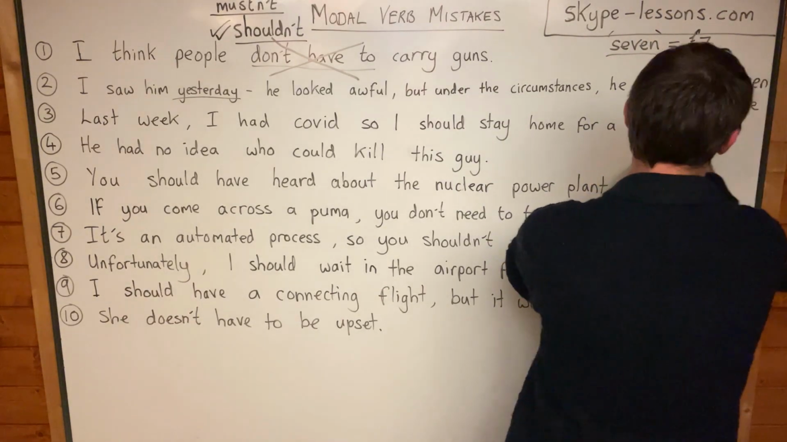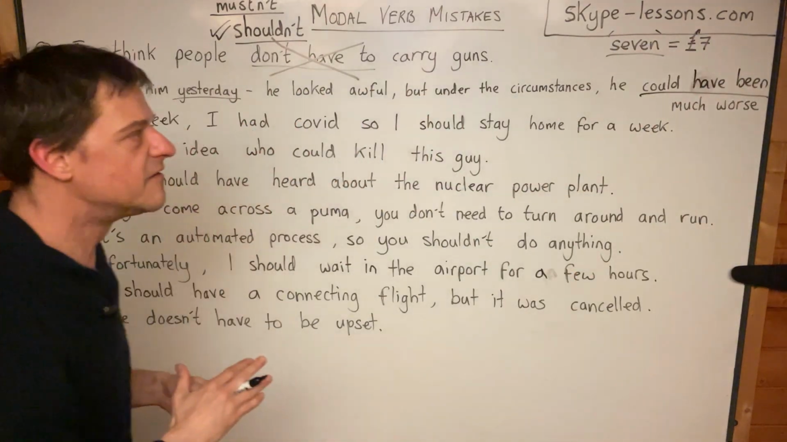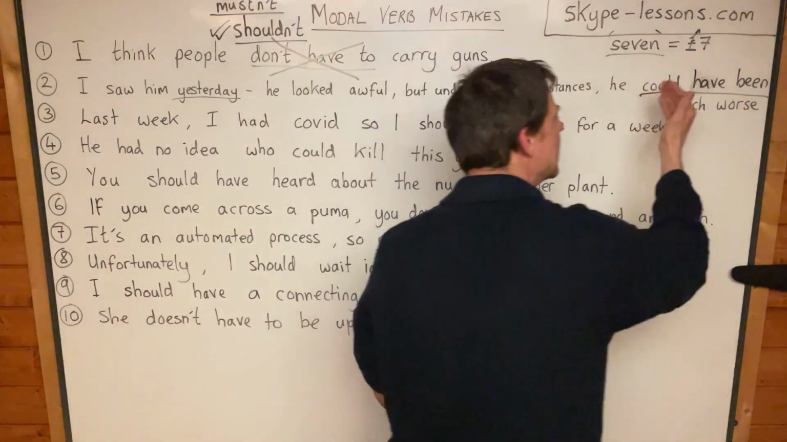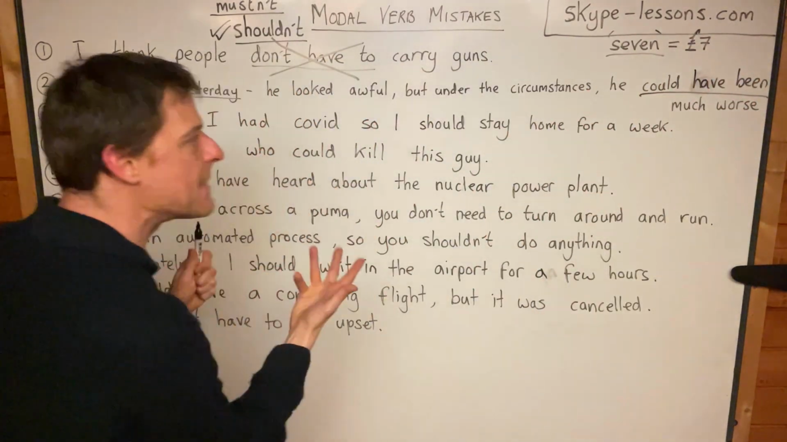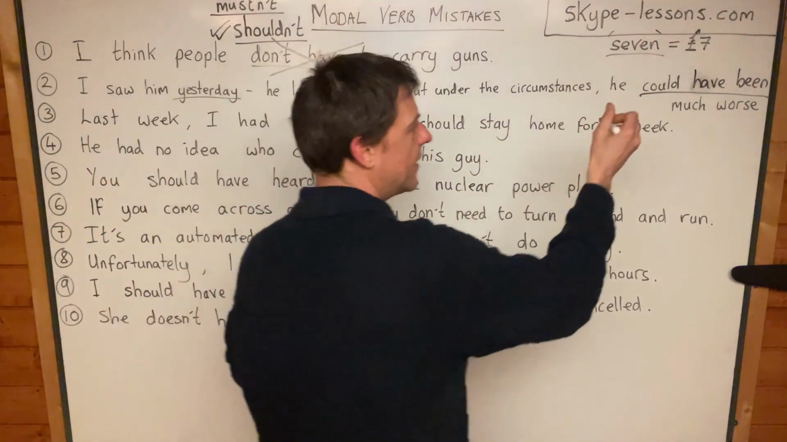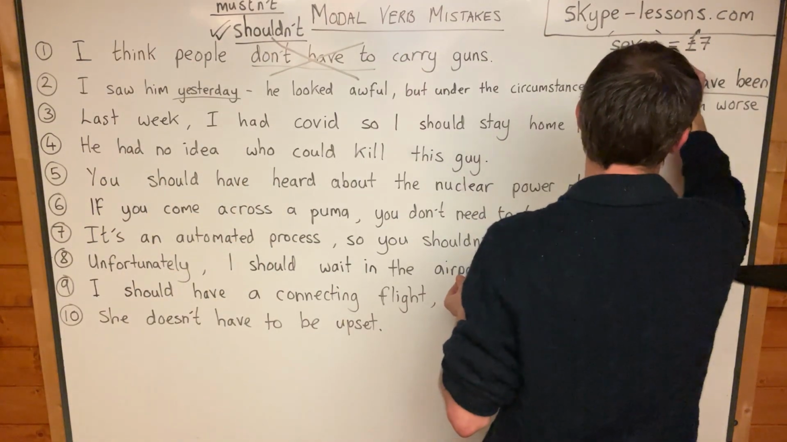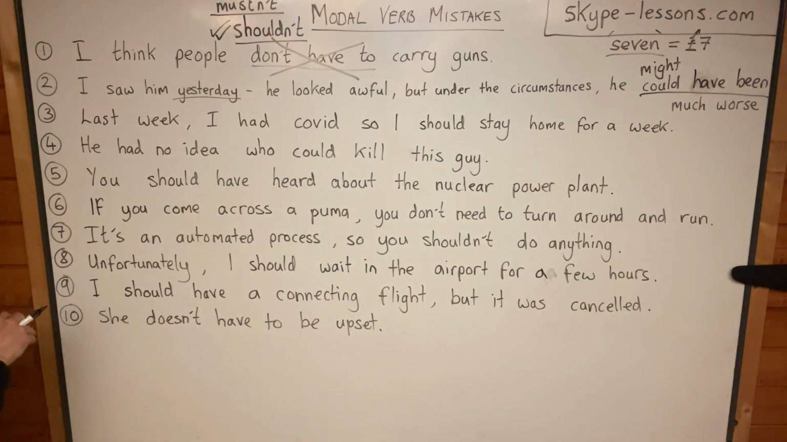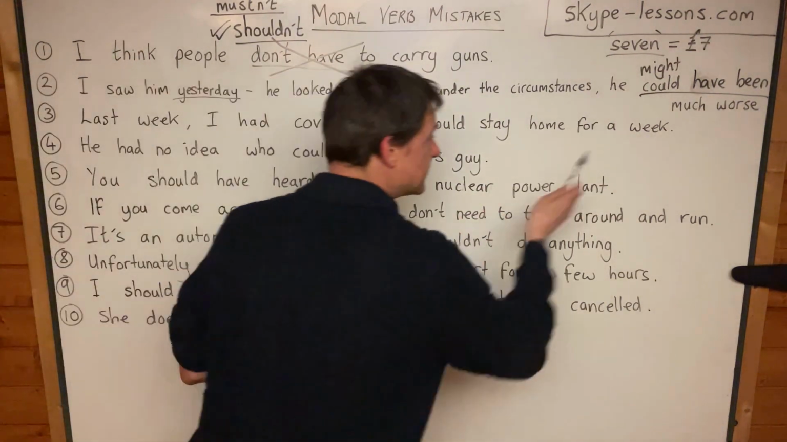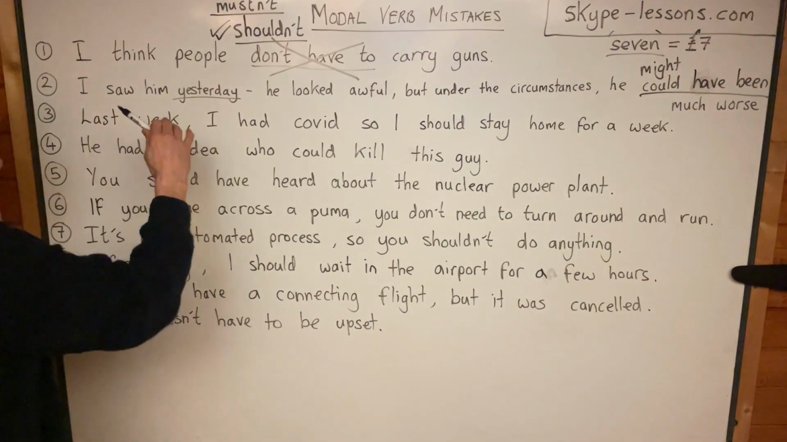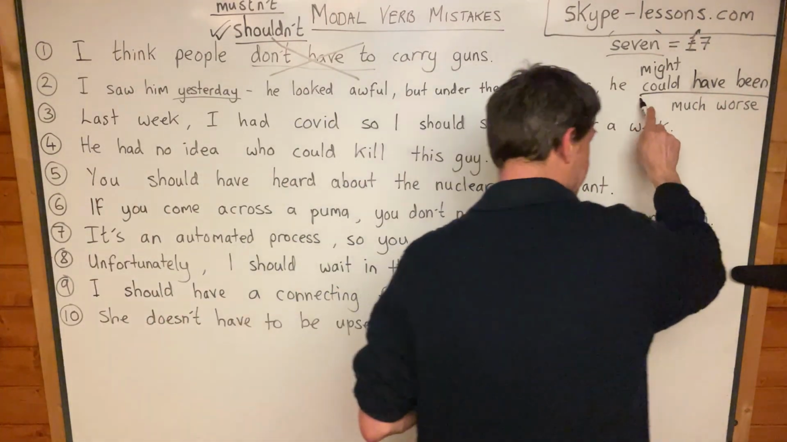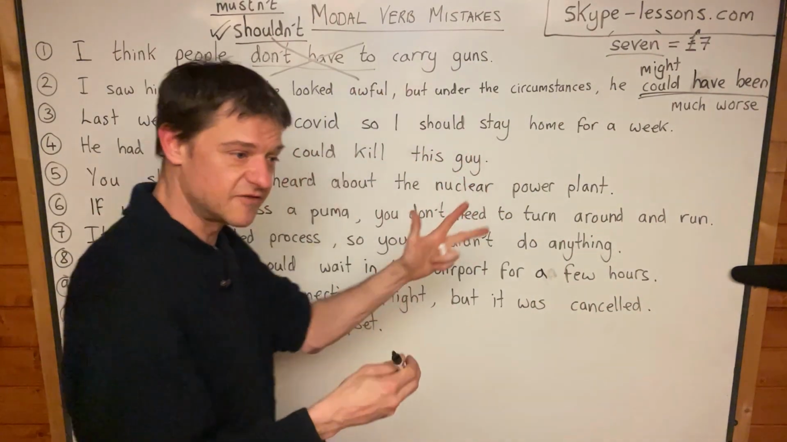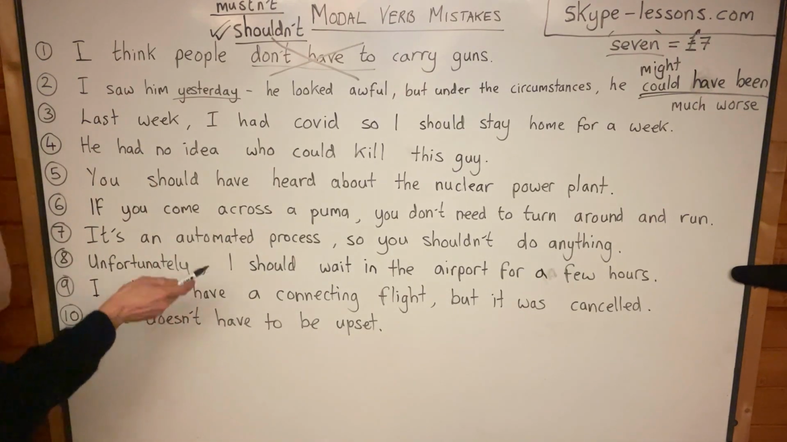We need to use a past modal form, because we are saying that under these circumstances, he might have been, he could have been, he may have been much worse. And yeah, all of those work. Under the circumstances, he might have been much worse, he could have been much worse, he may have been much worse. And so it needs to be in past if you're referring to a past possibility. This is past speculation. And usually, might have been, must have been, could have been are about past speculation.